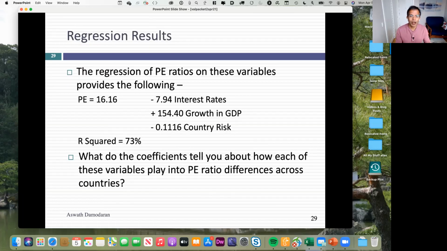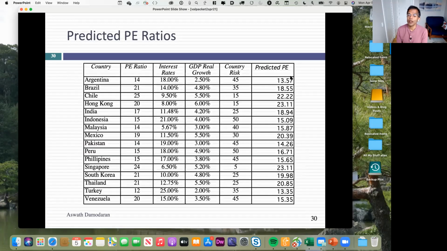Rather than just compare Argentina's PE to the rest of the countries, here's what I can do. I can take Argentina's interest rates, Argentina's real growth, and Argentina's country risk, put it into the regression, and I get a predicted PE based on the regression. You say, what does that even mean? Given Argentina's interest rates, growth, and country risk, its PE ratio should be 13.57. Its actual PE is 14.